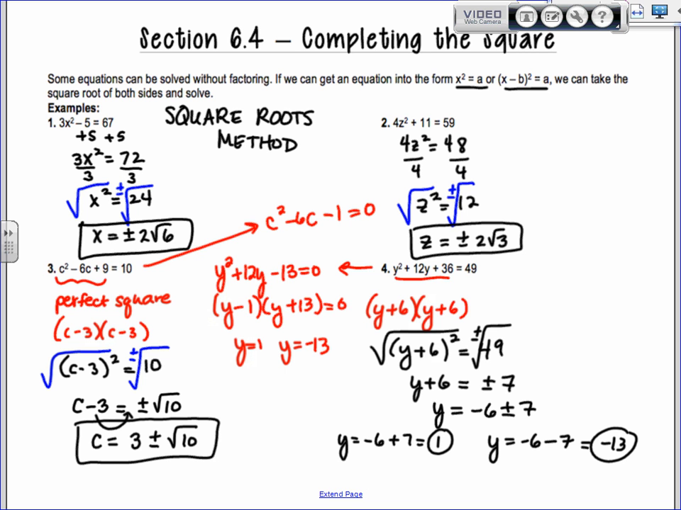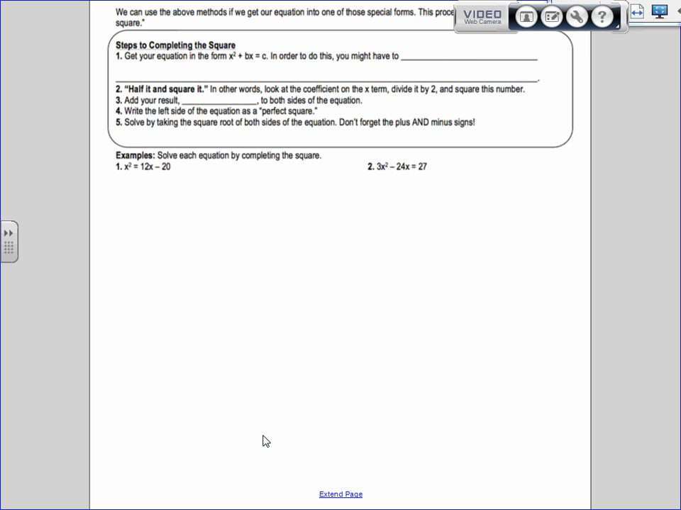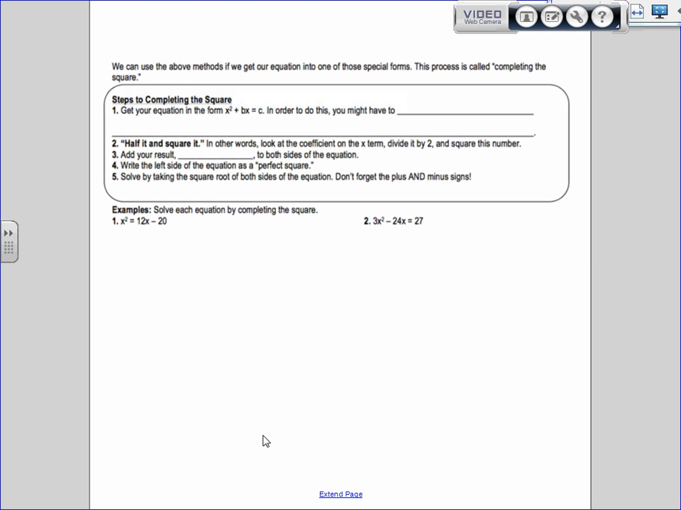So how do you find the x-intercepts then? You would do this method. All right, so next step. Our goal is to try to get things into this different form, like into the completing the square form, so I can do the square roots method. Okay, so we have a little box that tells us the steps. It says we can use the above methods if we get our equation into one of those 2 special forms. So this process is called completing the square.